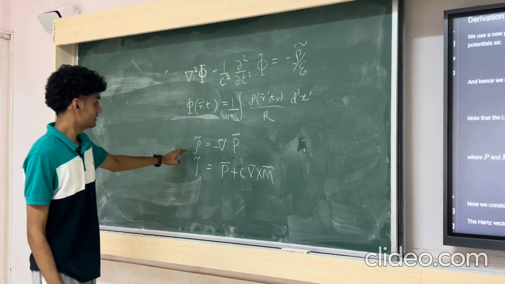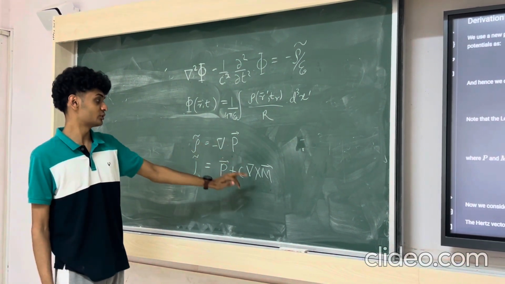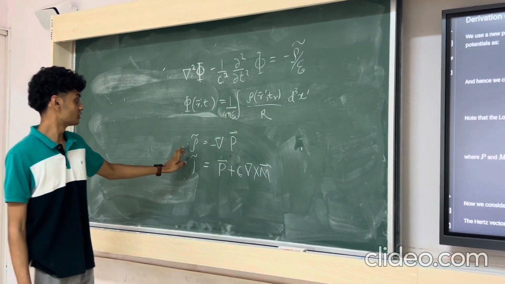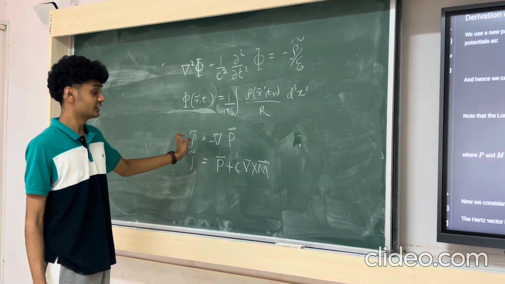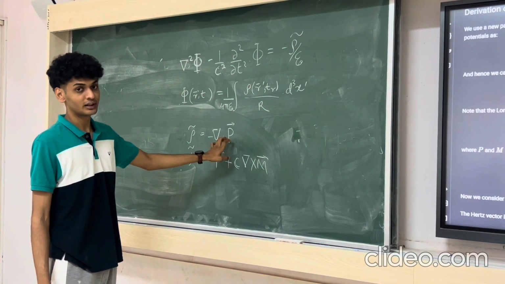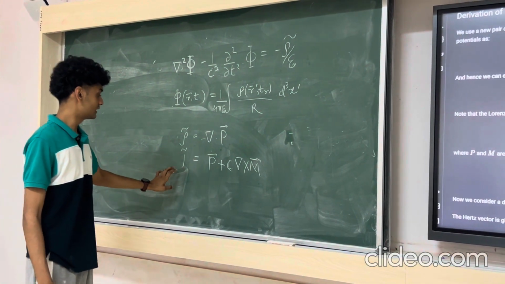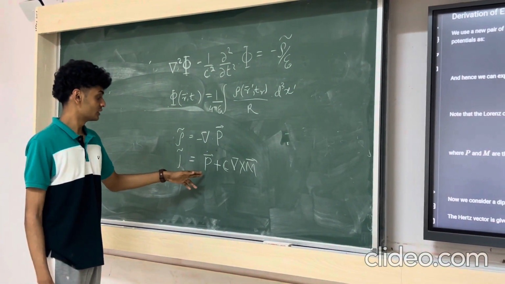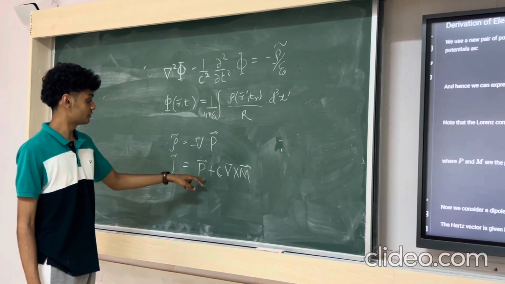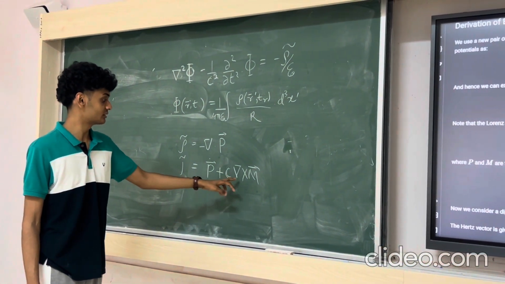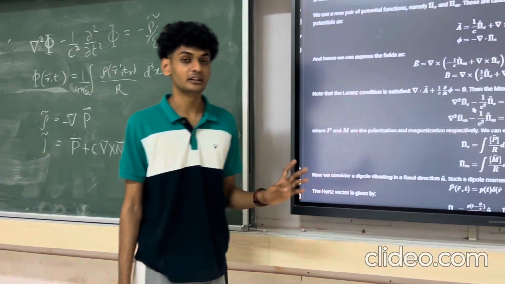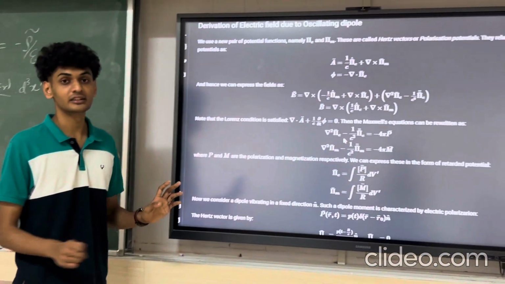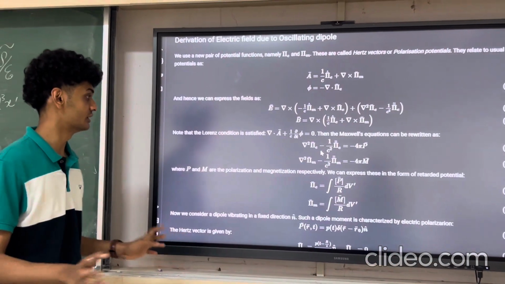And where the free charges can be expressed in terms of the polarization and magnetization. So the free charge density is given by the divergence of the polarization, whereas the free current density is given by the time derivative of P bar plus c times curl of M. Note that all the calculations being done here are in CGS units, so the Gaussian units.